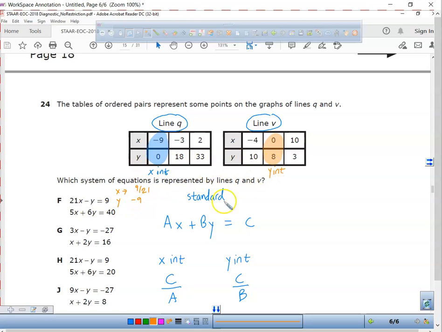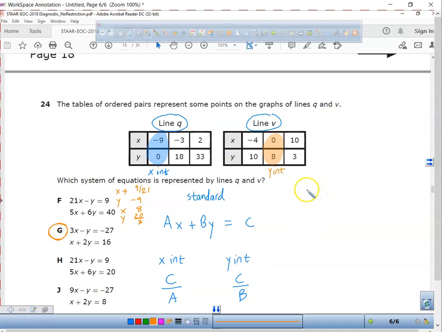Does any of these match that scenario? Do you see a Y-intercept at -9? No. Okay. So what's my X-intercept on this one? What's 40 divided by 5? 8. My X-intercept's at 8. What's my Y-intercept at? 40 divided by 6, which is 20 over 3. All right, it's not going to work. So guys, I want you to understand why answer choice G is the correct answer.